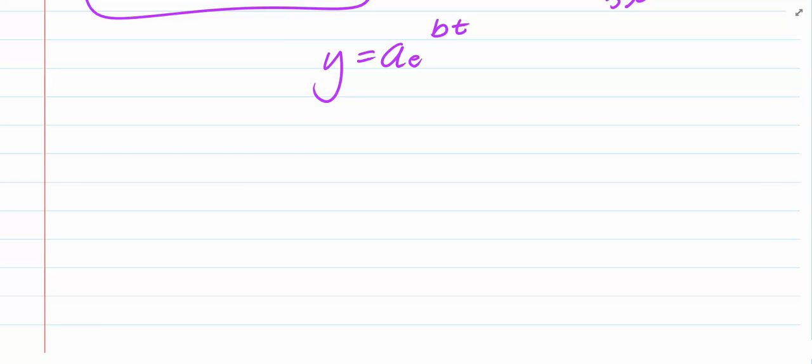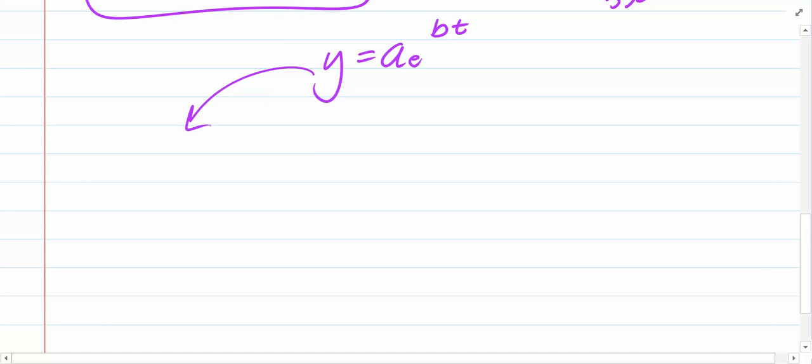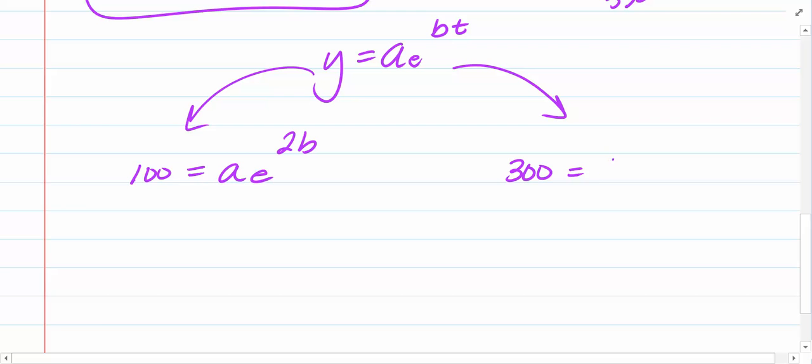Very good, right? So I have two scenarios here. The input is time. Y, the output, is number of flies. So the first one that I knew was this: I had 100 flies at an initial amount, which I don't know, a, times e to the 2b. That make sense? So 2 days, right? A time of 2 days gave me 100 flies. Now the other piece of information I know is that there were 300 flies, initial amount a, I don't know, times e to the 4b, after 4 days.